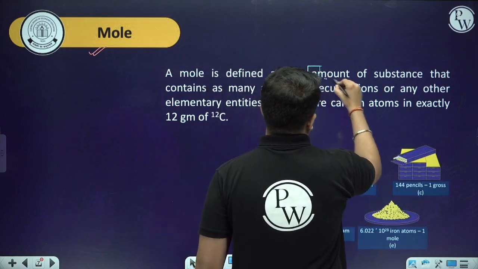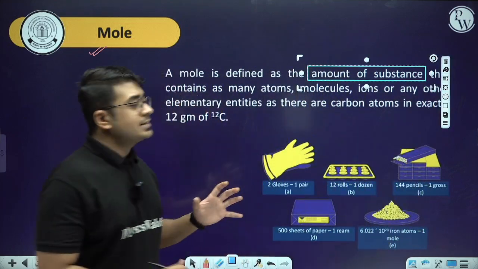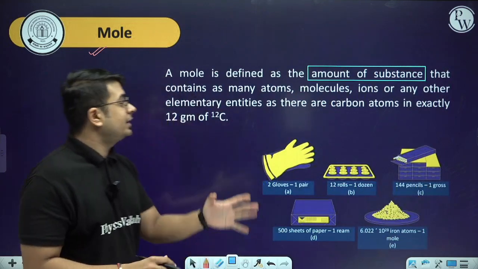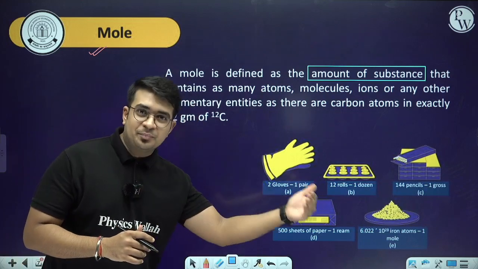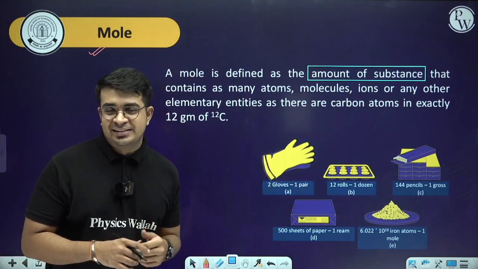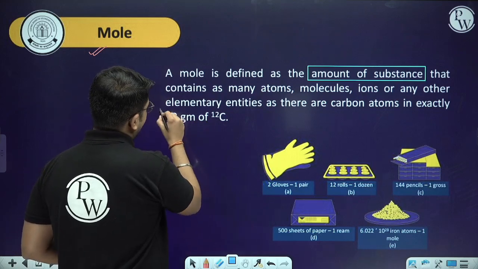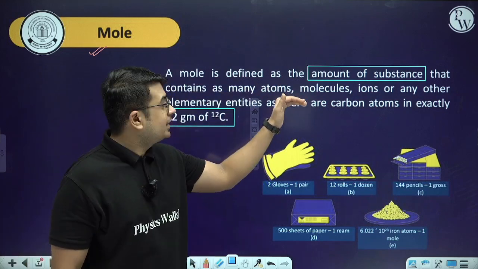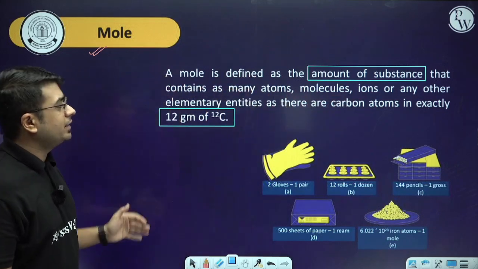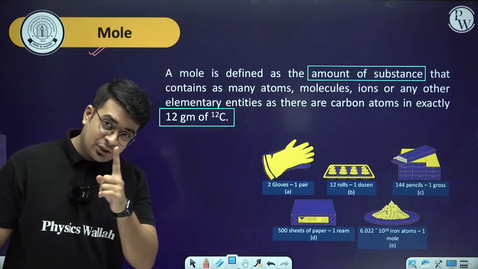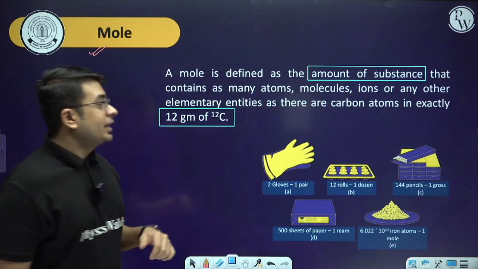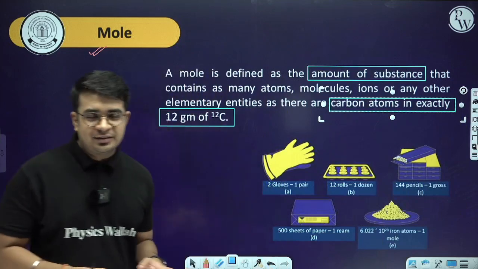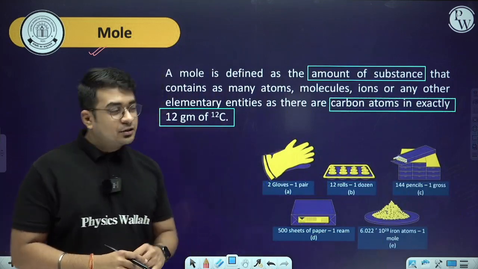It is basically the amount of substance that contains as many atoms, molecules, ions, electrons, protons, neutrons, whatever it is. So I am again taking a reference in that case, and the reference, you all know, is nothing but the carbon 12 isotope. So it contains as many atoms, molecules, ions, or any other entities as there are carbon atoms in exactly 12 gram of carbon 12 isotope. It may be confusing to some of you, but trust me, this calculation of mole is very easy to understand. So that is the definition part.